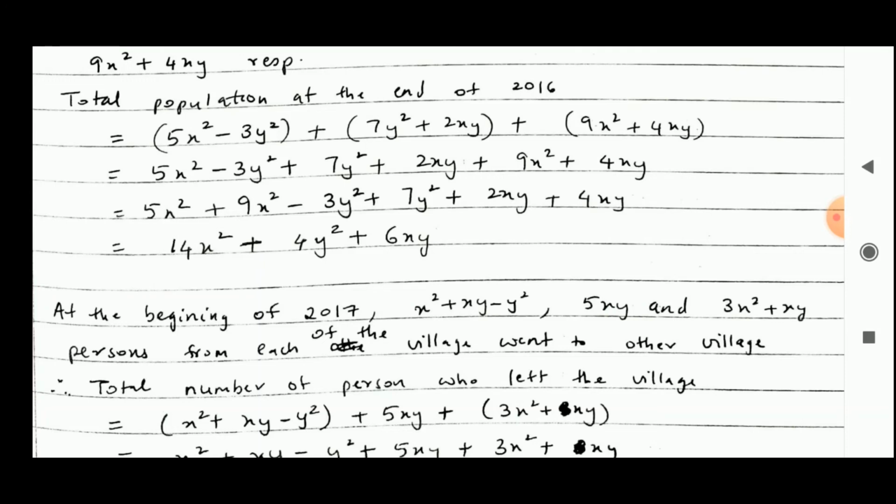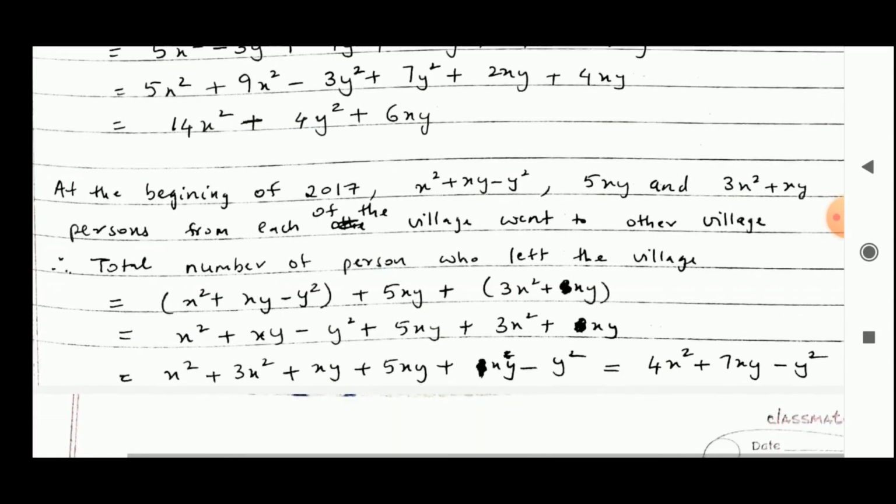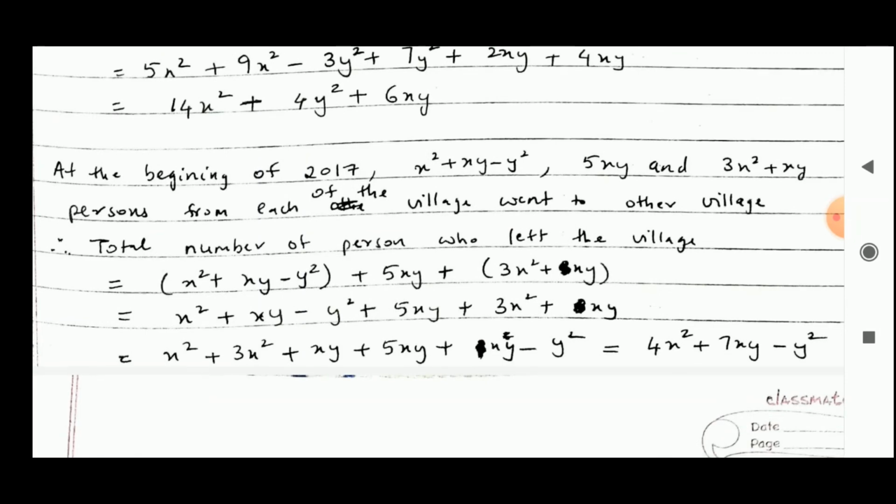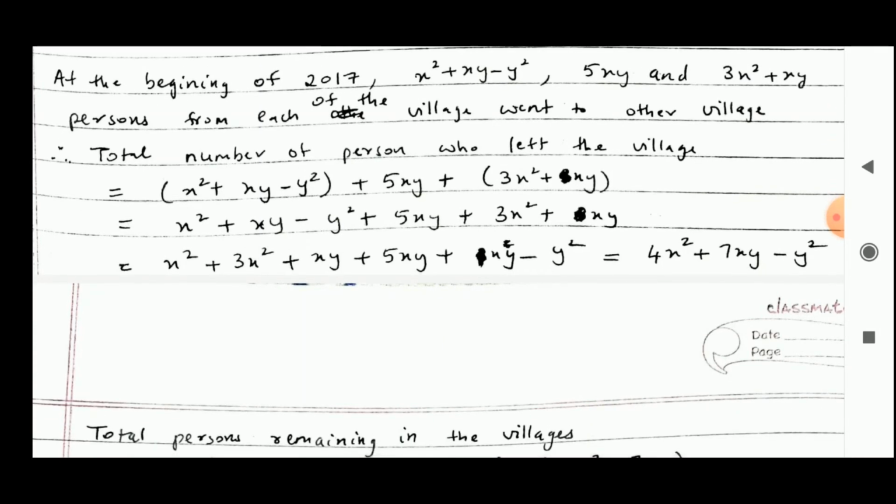Now at the beginning of 2017, x square plus xy minus y square, 5xy plus 3x square plus xy persons from each of the villages went to the other villages. So the total number of persons who left the village, take the sum of the persons who had left. So when we are adding it, this will be equal to 4x square plus 7xy minus y square.